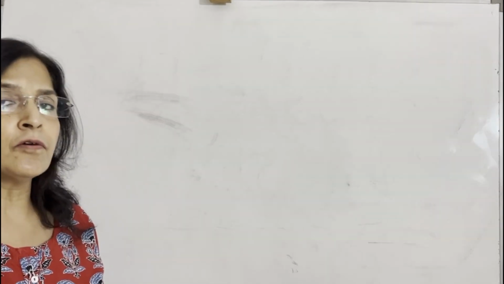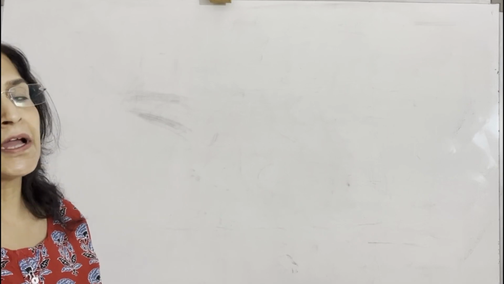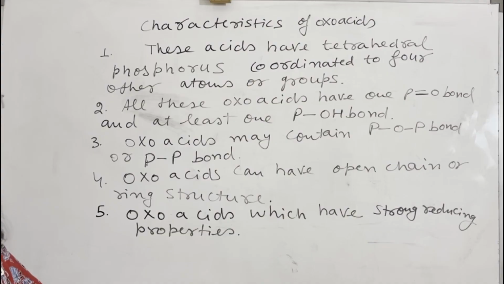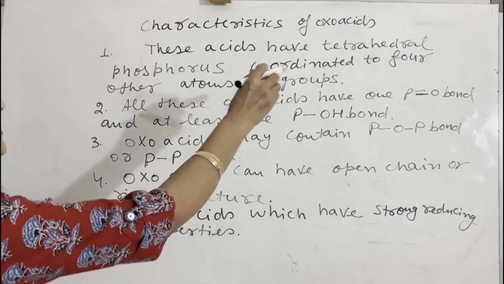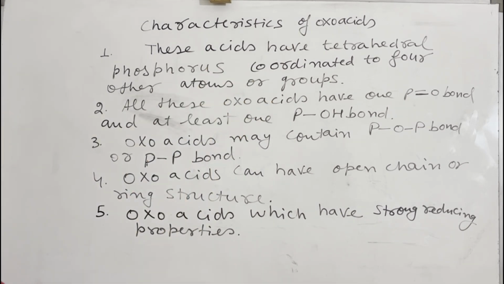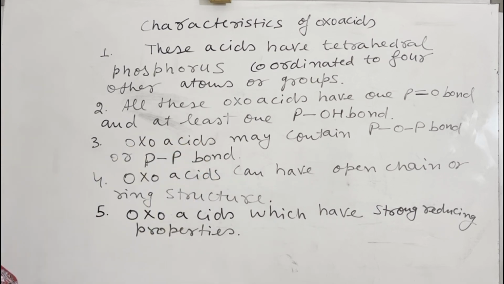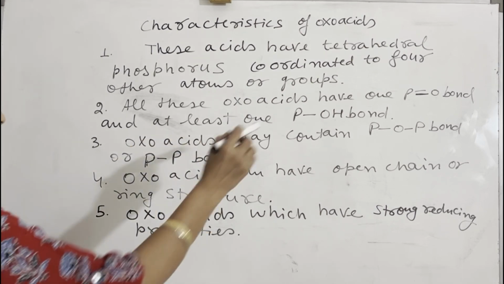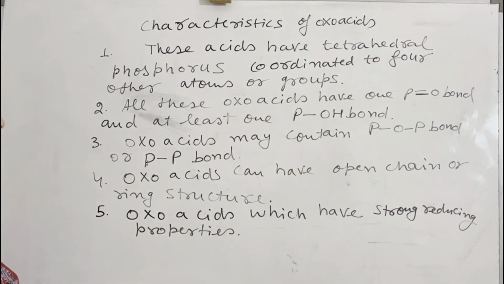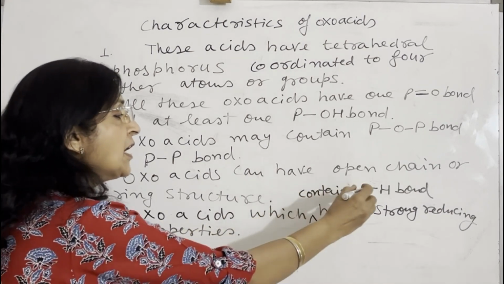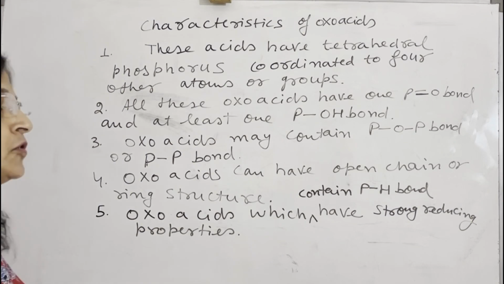Phosphorus forms number of oxo acids. I will give you some characteristics of these oxo acids. These are the characteristics of oxo acids of phosphorus. These acids have tetrahedral phosphorus coordinated to 4 other atoms or groups, atom, hydrogen or group, OH group. All these oxo acids have one P double bond O and POH bond. Oxo acids may contain POP bond or PP bond. Oxo acids can have open chain or ring structure. Oxo acids which contain PH bond have strong reducing properties.